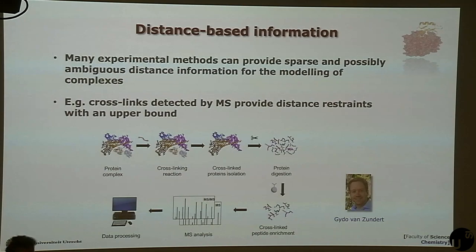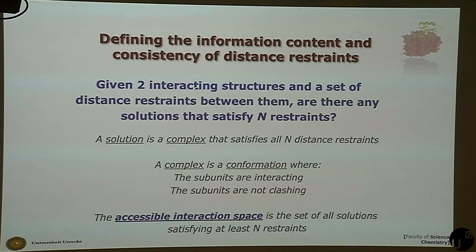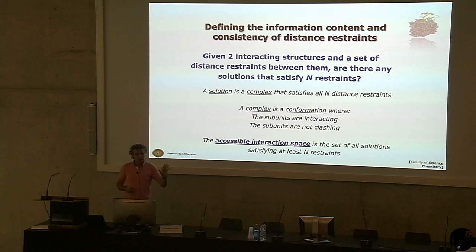So the question is, given two structures and a set of distance restraints, so now we're speaking about crosslinks, but in principle you can do that with any type of distance information, are there solutions that will satisfy a subset or all of the restraints? Now, a solution in this context is a complex that satisfies the restraints, and a complex is a conformation where the subunits are interacting, so there should be an interaction between them, and they are not clashing. So there is no energetics consideration in what we're going to do. It's purely geometry. The molecules should touch each other, but they should not overlap with the core.